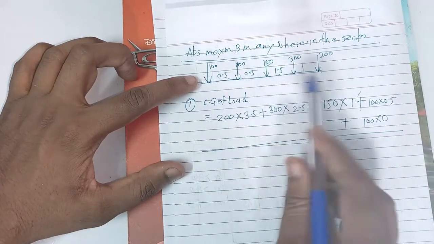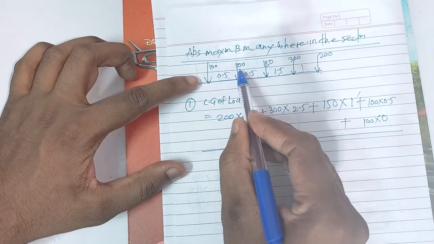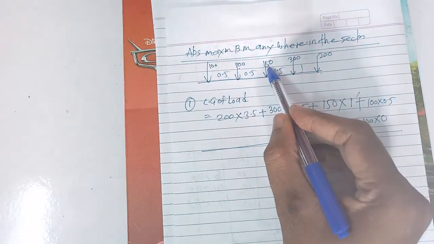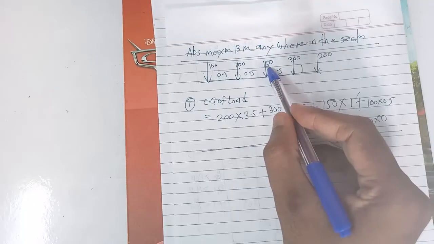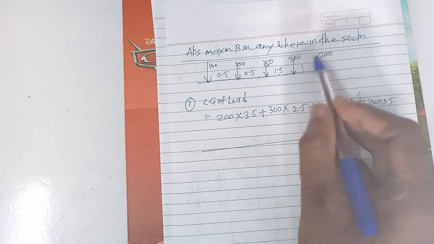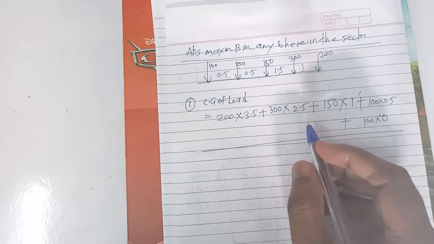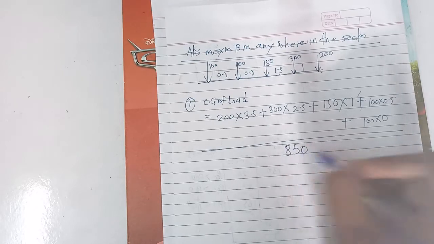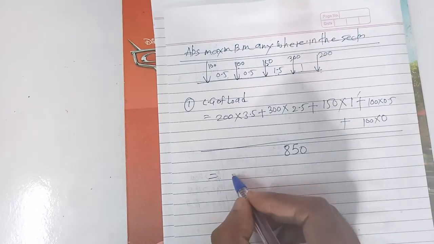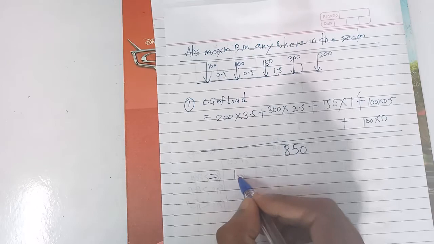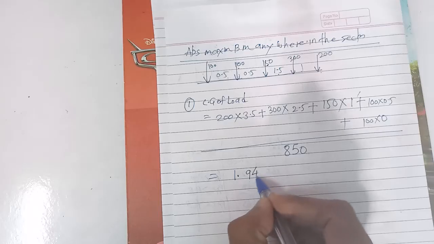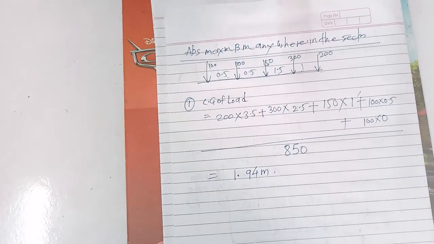That is divided by the summation of load: 100 plus 100, 200, 200 plus 150, 350, 350 plus 500, that will be equal to 850, like this. So this is the CG. So finally the CG is located at a distance of 1 point... If you solve in the calculator, it will be 1.94 meter.